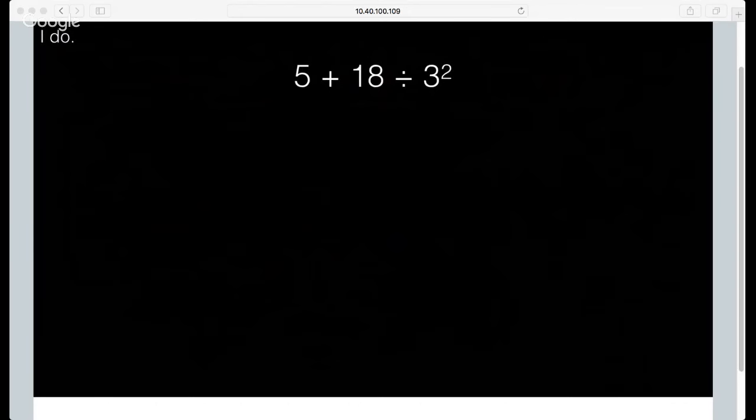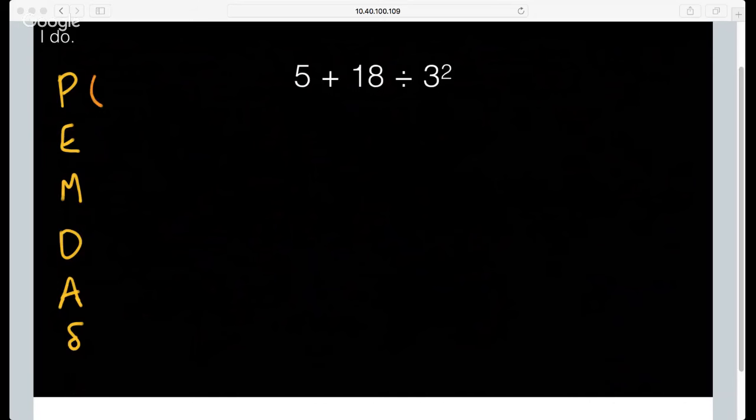Now, when we're working with order of operations, it's important that we know what we're supposed to do first. Otherwise, we can get different values and different answers. I know that most of you already know the order of operations. Some of you call it PEMDAS, some of you call it Please Excuse My Dear Aunt Sally. And what do these letters represent?